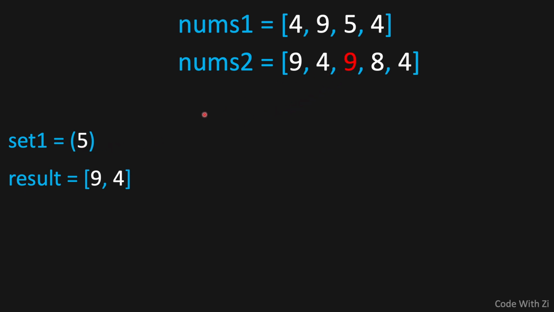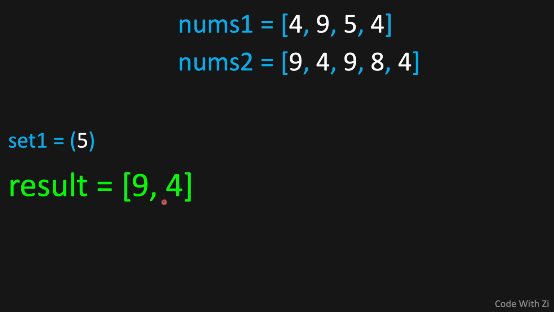We're going to check if 9 exists here. It doesn't. We're going to check if 8 exists here. It doesn't. We're going to check if 4 exists here. It doesn't. And now we're done with our loop. And at the end, we're going to return our result because this is our answer. 9 and 4 are the common unique elements between these two, or the intersection that we were looking for. Now let's code this in the simplest way possible.